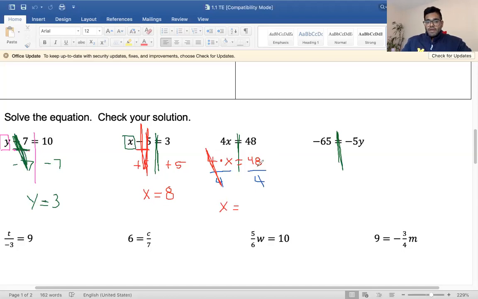Now, 48 divided by 4, right? Again, fraction bar means divided. Well, what's 48 divided by 4? That is just 12. Okay.